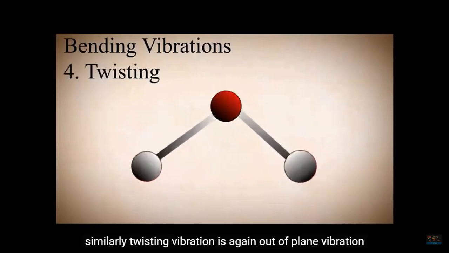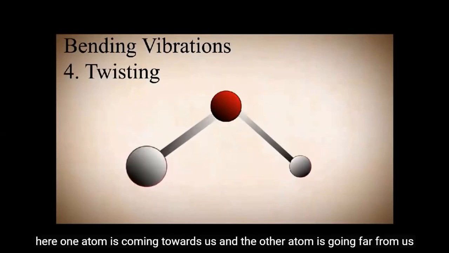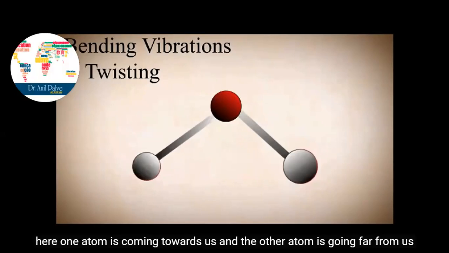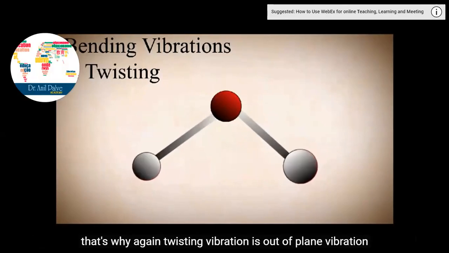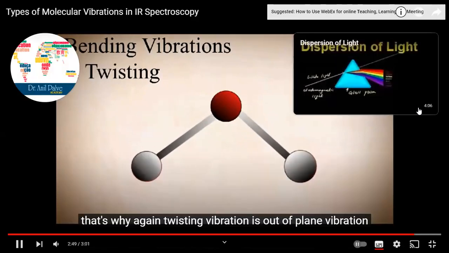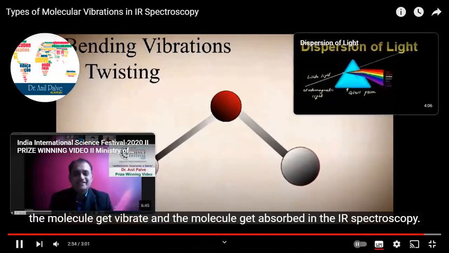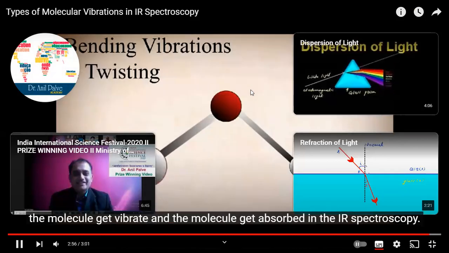Similarly, twisting vibration is again an out-of-plane vibration. Here one atom is coming towards us and the other atom is going far from us. That's why again twisting vibration is an out-of-plane vibration. And due to all these six vibrations, the molecule vibrates.